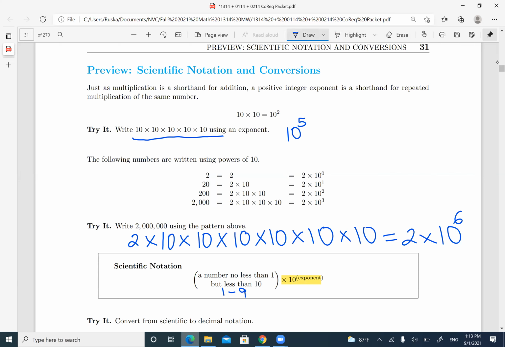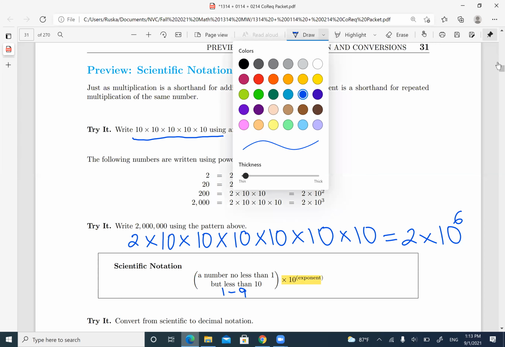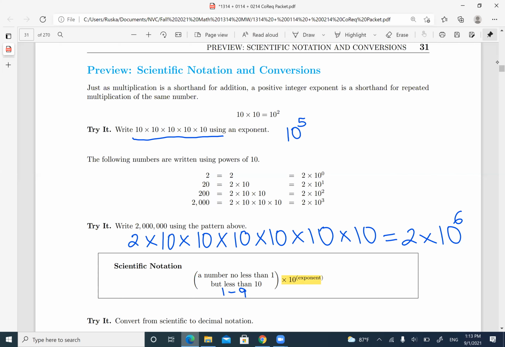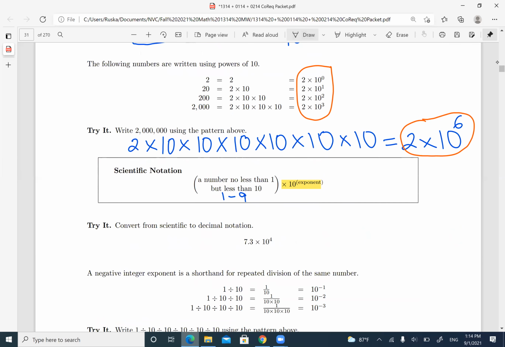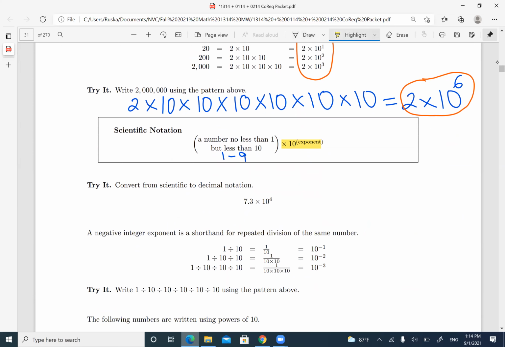That's what that means. Okay, so all these expressions we have given here, these are in scientific notation, and this one also, because the number in front is 2, which is between 1 and 9, and then you have times 10 with an exponent. Okay, everybody understand the definition of scientific notation? So scientific notation is when you have a number between 1 and 9 multiplied by 10 with an exponent.